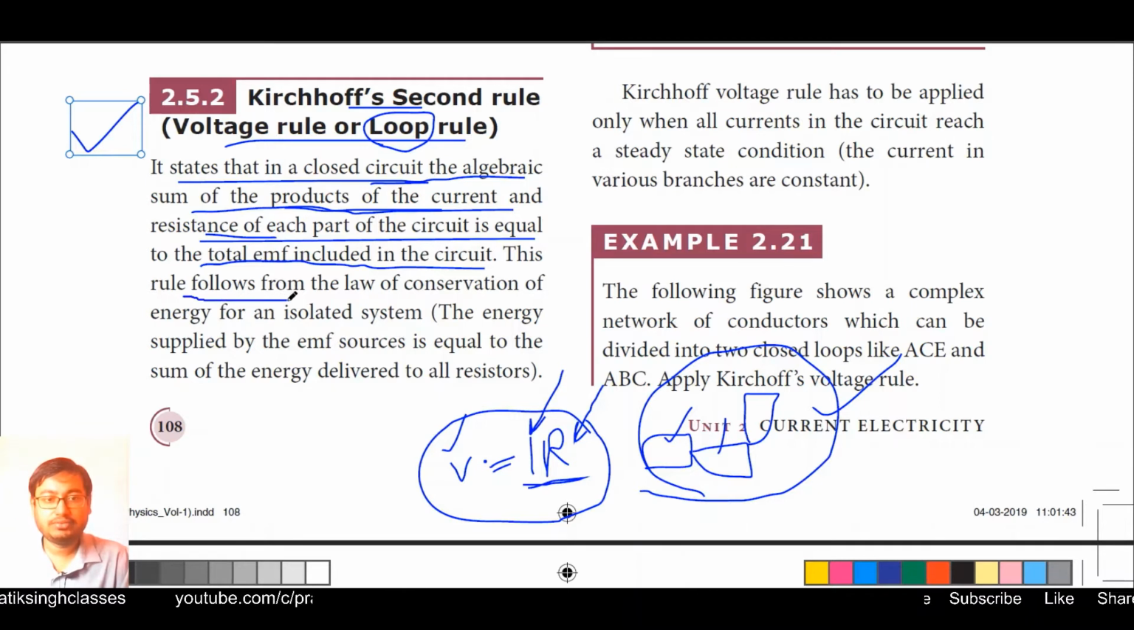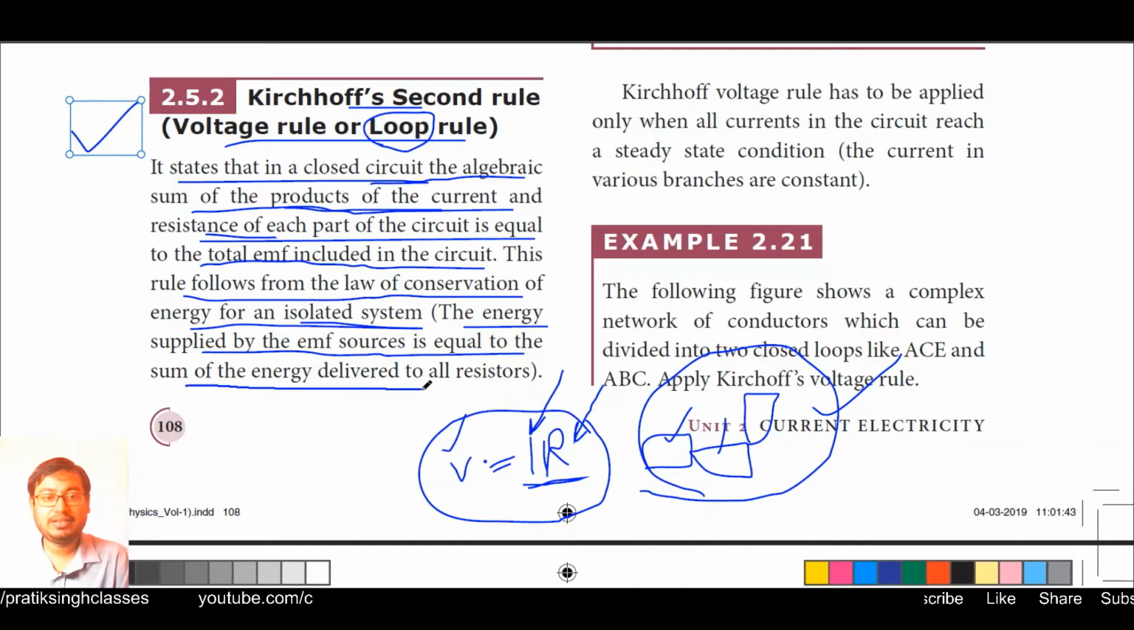This rule follows from the law of conservation of energy for an isolated system. Here the word isolated system has come. What does that mean? The energy supplied by the EMF source is equal to the sum of energy delivered to all resistors. Means total energy supplied by the EMF is equal to total sum of energy delivered in all the resistors. Okay, so let us see this with an example of a circuit.